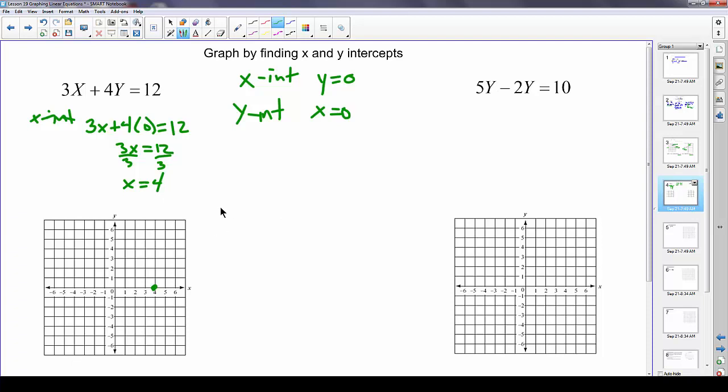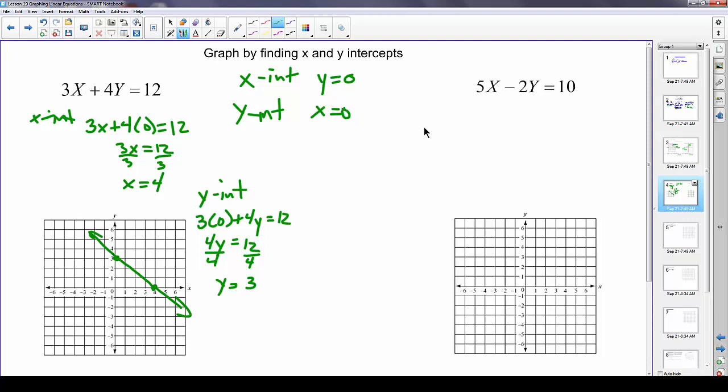So now if I want my y-intercept, I'm going to set my x equal to 0. So I have 3 times 0 plus 4y is equal to 12. 4y then is equal to 12. Divide both sides by 4. And y is equal to 3. And then two points make a line, so I just connect the dots and continue on forever. And there's my graph. So let's do the same thing on this problem.